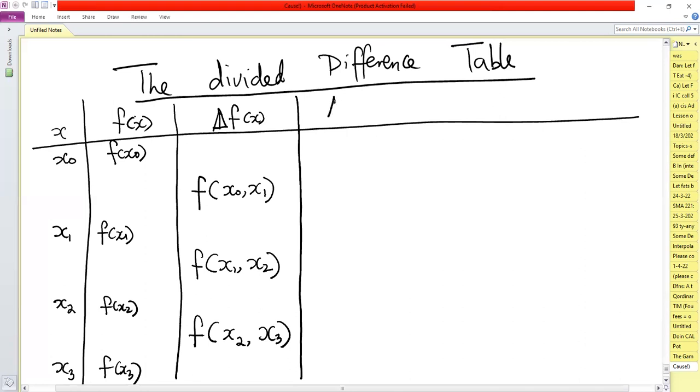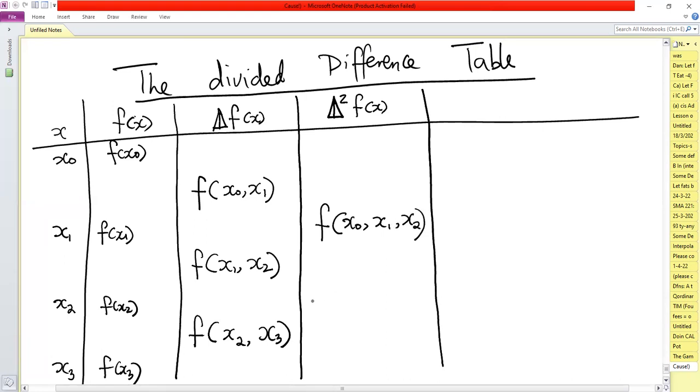Now, next, we define the second divided differences of the function f of x. Here, we use these values in the first divided difference column to define the values in the second divided difference column. So this difference will define the second divided difference of the arguments x naught, x1, x2. These differences will be for the arguments x1, x2, x3.